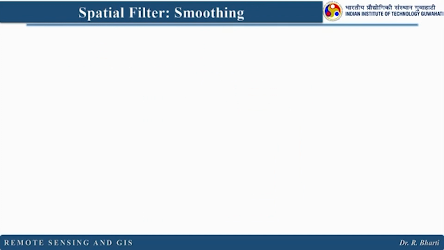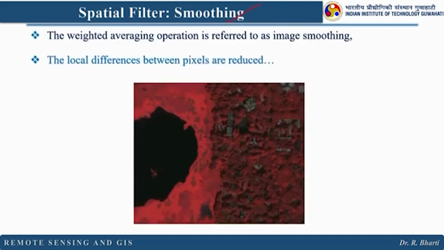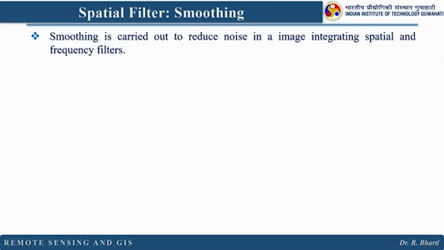So, here the difference in the intensity will be reduced. Smoothing is carried out to reduce noise in an image, integrating spatial and frequency filters. So, now you can remove noises from your target image by integrating spatial and frequency filters. So, what are they? We will see slowly all the things.